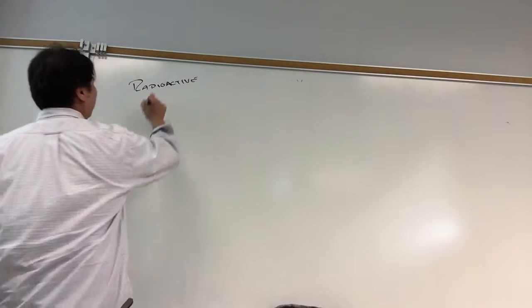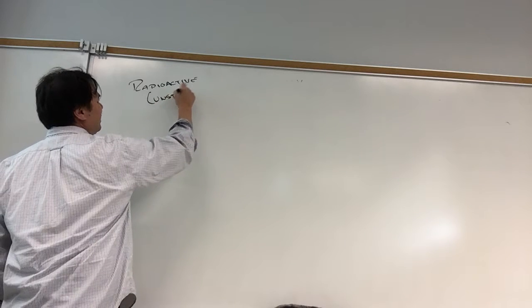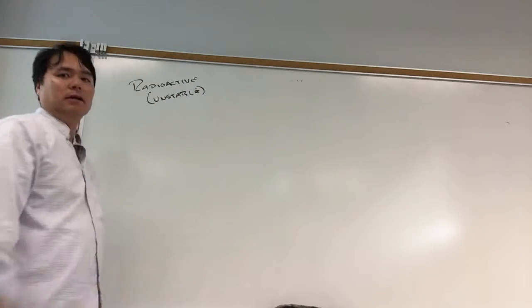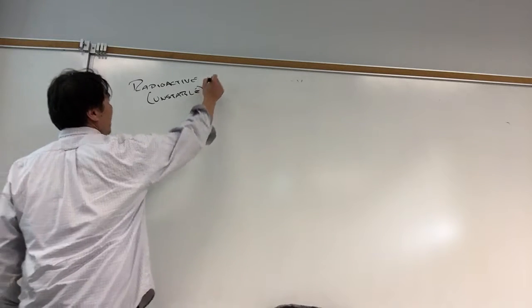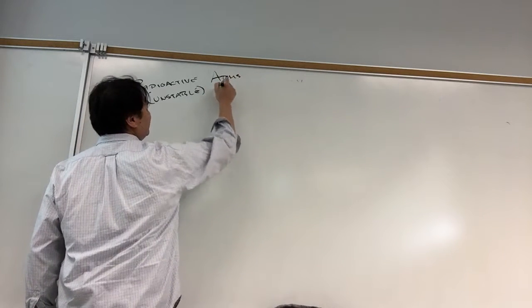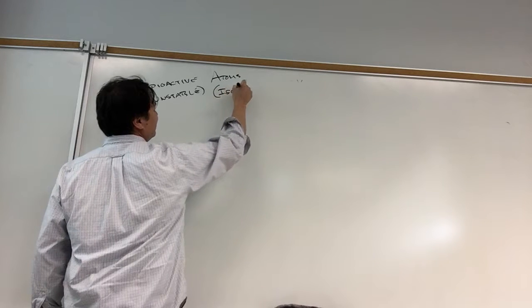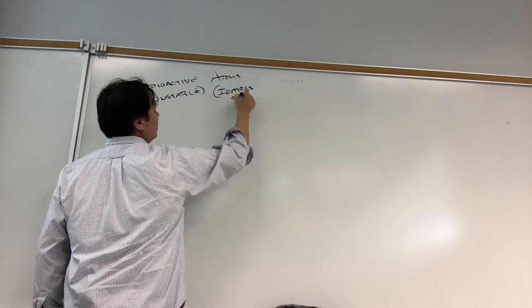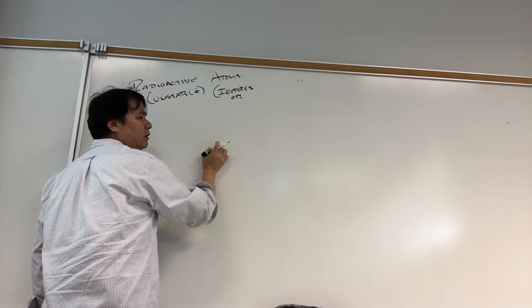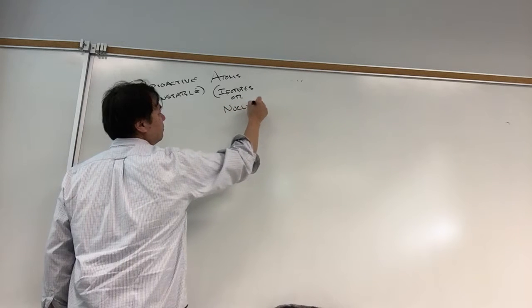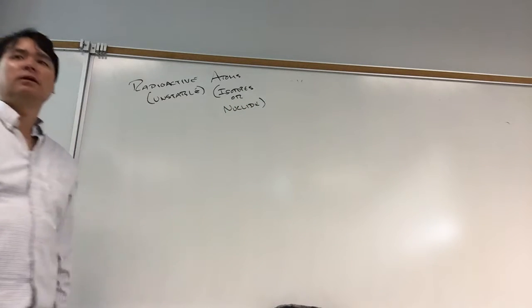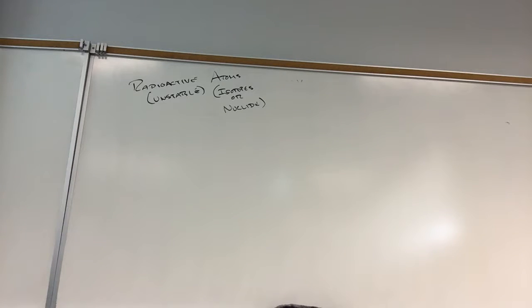Radioactive just means it's unstable. And the way it typically decays into something more stable is by emitting radiation. And so we are looking at radioactive atoms. Sometimes we call these radioactive isotopes, or if you're looking at an individual isotope, we call it a nuclide. In other words, one atom of one isotope is a nuclide.